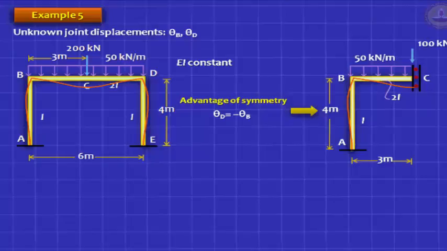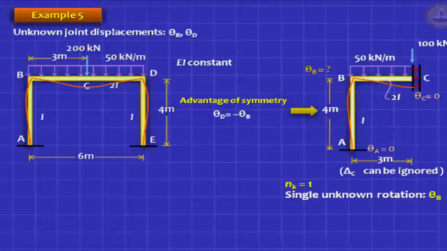A, B, C. I've thrown away C, D, E. I made it simple, but I've introduced a correct boundary condition. Single unknown, theta B. EI values as given in the original problem. First, fixed end moments. Okay, how do I get the fixed end moments? Now there are two loads.